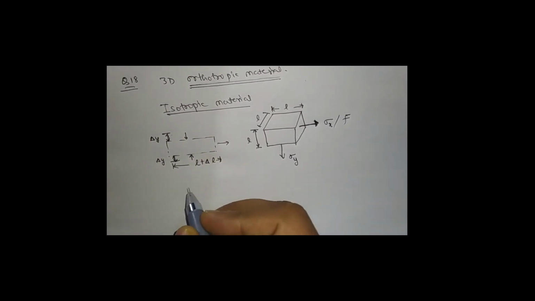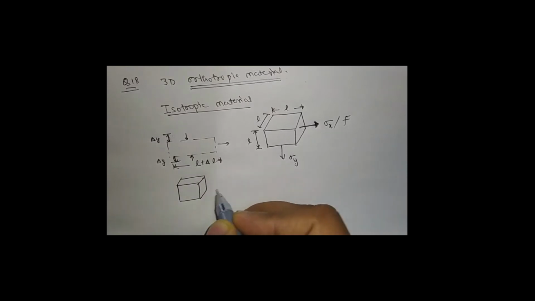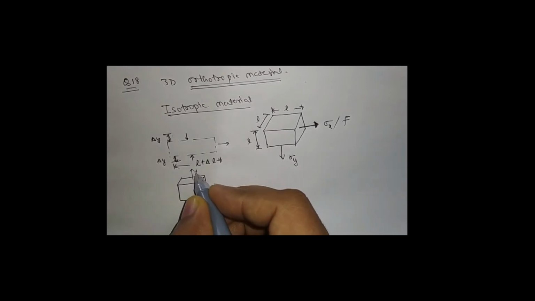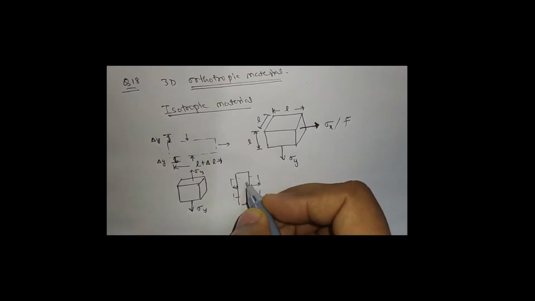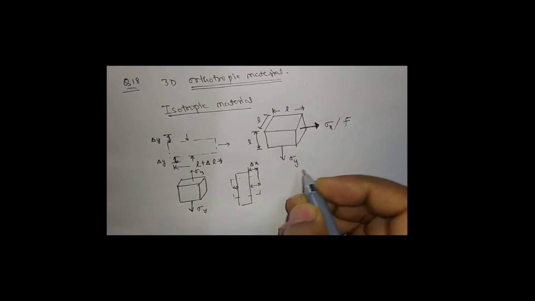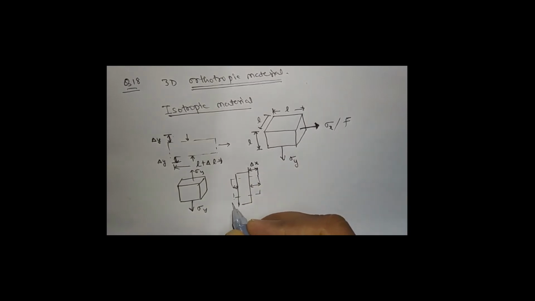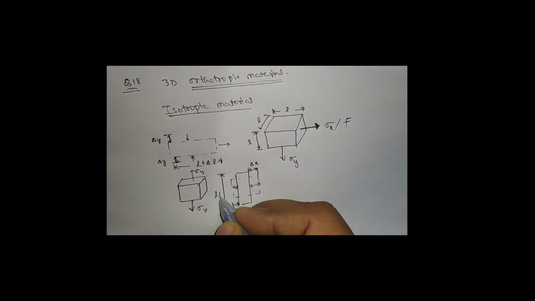Now if the same material is subjected to the force in the Y direction, it will elongate in the Y direction, and there is a reduction in the direction transverse to the applied force. This reduction, let's say del X, and the change in length, L plus del L.